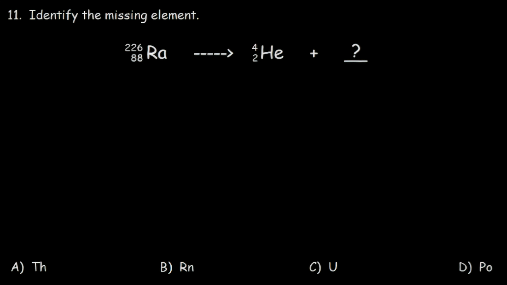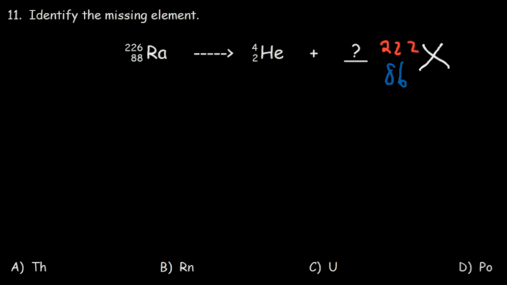Number 11, identify the missing element. So for now, let's call it X. We need to find the mass and the atomic number. To find the mass number, we need to make sure that the equation is balanced. On the left side, the total mass is 226. On the right side, we have a mass of 4 for the alpha particle, and we need to find the missing mass. So 226 minus 4 is, we know, 222. To find the missing atomic number, we can subtract 88 by 2, and we will get 86.